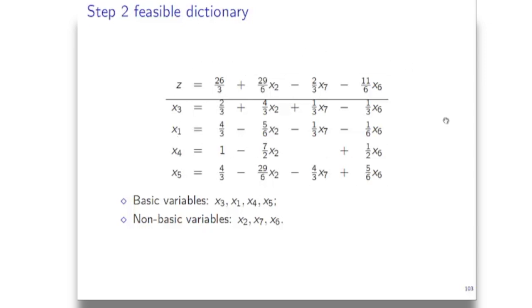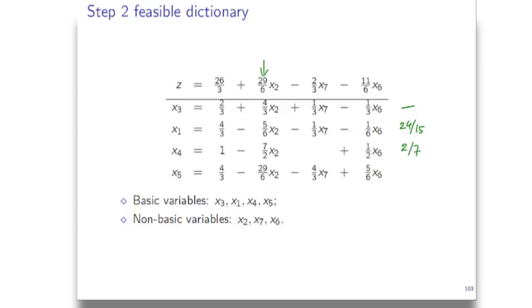So our new list of basic variables would be x3, x1, x4, x5. Non-basic variables are x2, x7, x6. We see that there is only one variable that has a positive coefficient in the objective, so x2 will be the entering variable. Now we perform the ratio test, okay? So for the first row, the coefficient is positive, we ignore it. For the second row, it's 4/3 divided by 5/6, which gives us 24/15, right? For the next row, it will be 1 divided by 7/2, which is 2/7.